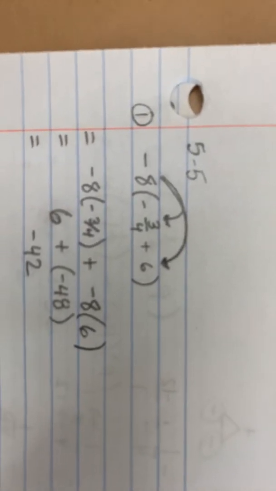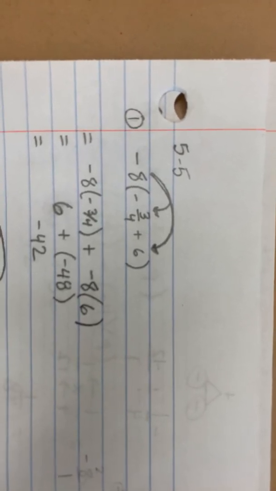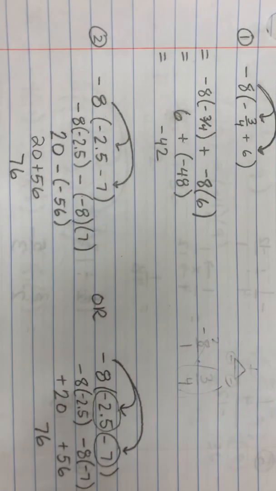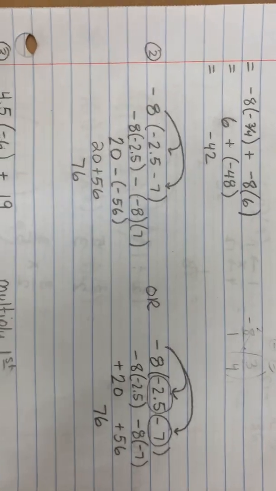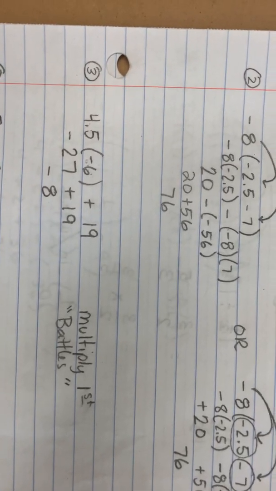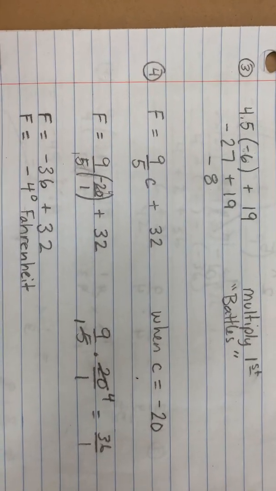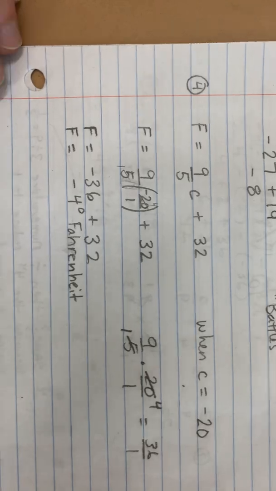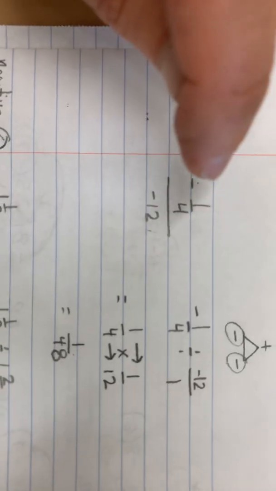So here's what I have for my 5-5 bookwork. You feel free to pause it whenever you would like. Notice that I showed 2 different methods for number 2, number 3, number 4, number 5. If you can read it, you can write it.